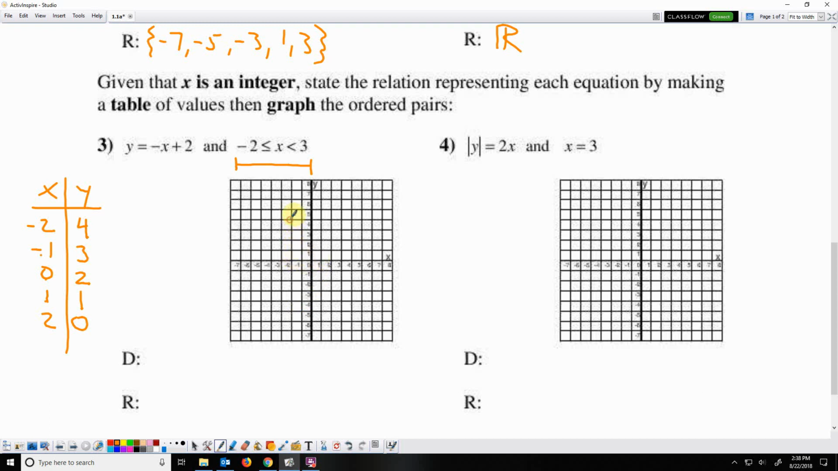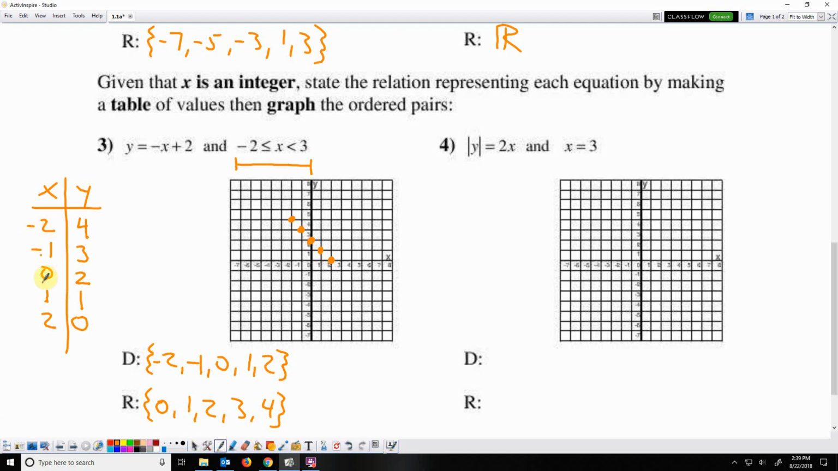Negative 2, 4. Negative 1, 3. 0, 2. 1, 1. And 2, 0. So those are the only 5 points on this graph. The domain is all of the x values, the set that includes negative 2, negative 1, 0, 1, and 2. And the range is all the y values, the set that includes 0, 1, 2, 3, and 4.